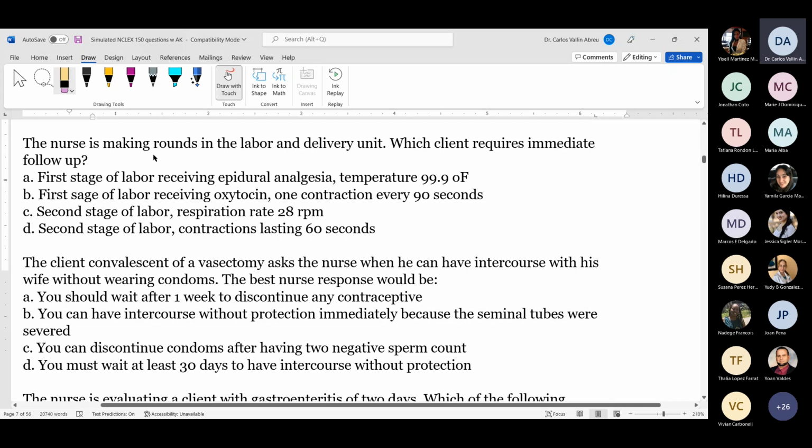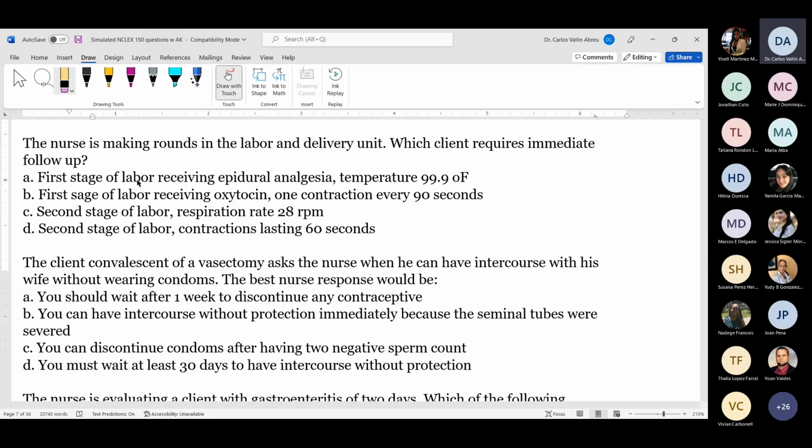The nurse is making rounds in the labor and delivery unit. Okay, it's an OB nurse. Which client requires immediate follow-up? Remember, that is another way of asking prioritization. Some people like me, for whom English is not the first language, sometimes confuse the meaning of this phrase, follow-up. It is the one that needs to be double-checked, the one that needs to be assessed, the one that has something unexpected that requires more investigation and maybe interventions.